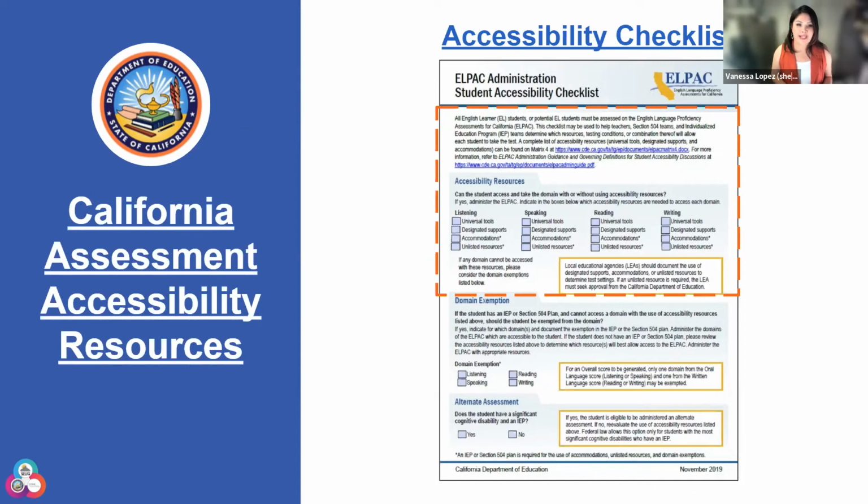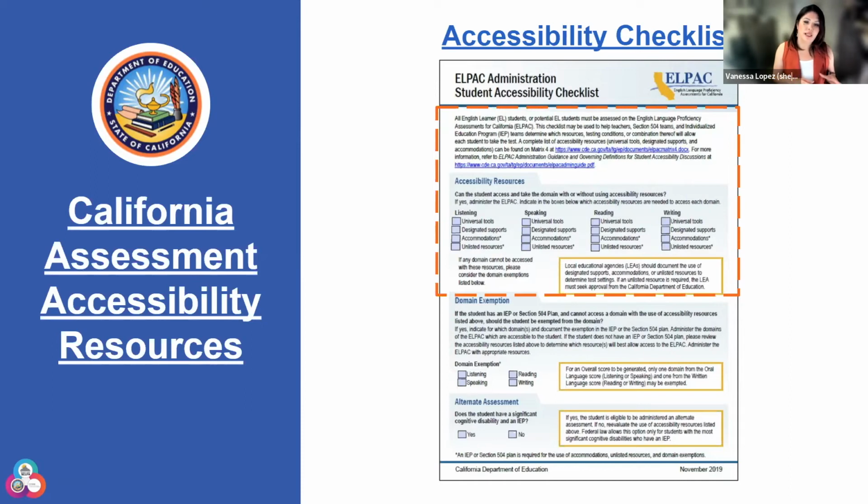Universal tools and designated supports are available to all students that are going to be assessed with the LPAC. So when you're looking at the four domains, listening, speaking, reading, and writing, you can most definitely select universal tools that might be supportive, as well as designated supports that might be supportive for the individual student being assessed in each of the four domains. So again, a great structure to use as you are engaging in these discussions.